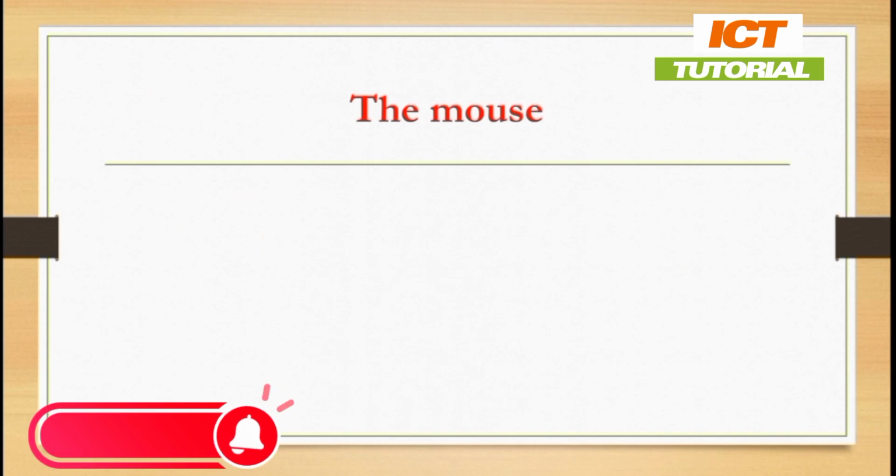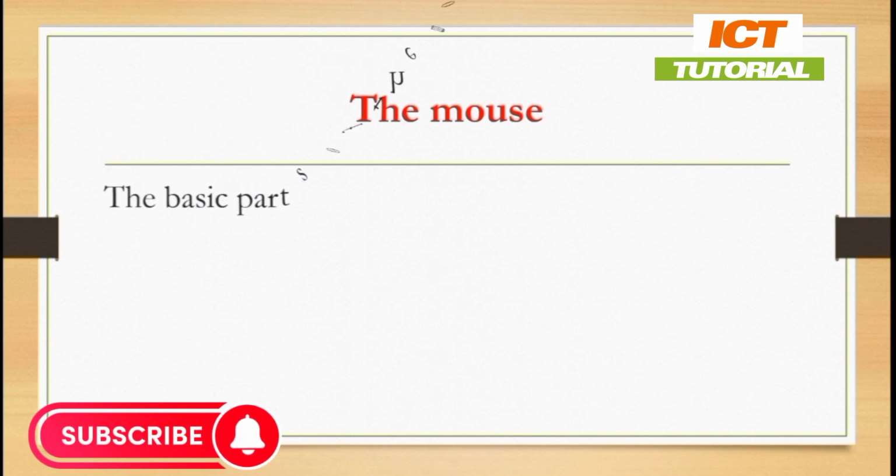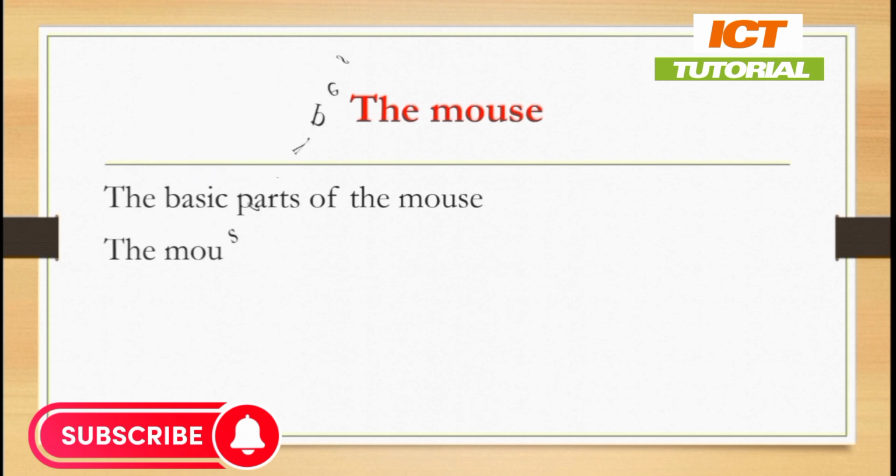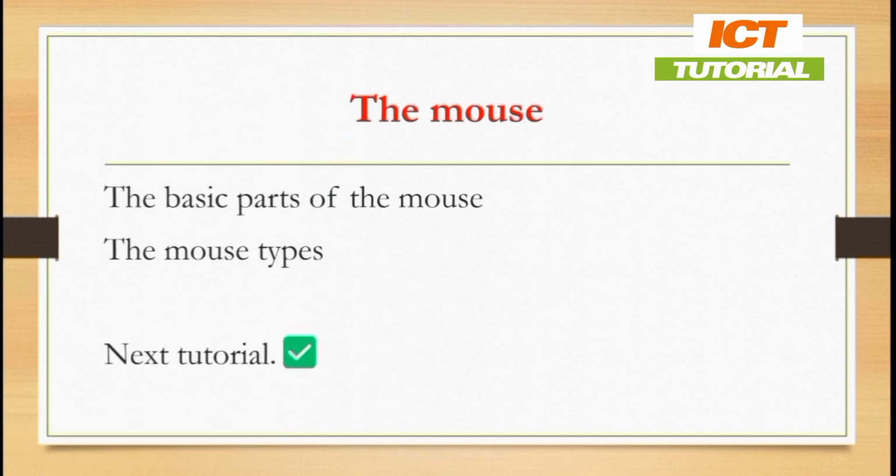Next is the mouse. The mouse, these are the input devices. This is the basic part of the mouse. Let's check out the basic part of the mouse. So the mouse types, we have different types of mouse. This we are going to look at in the next tutorial.